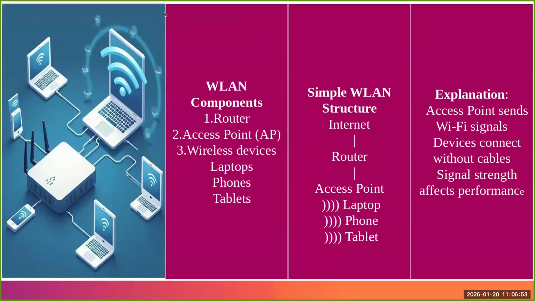So, if you look at the slide in front of us and look at the diagram, you will see that all the devices are connected, but they have the symbol of wireless connected to all of them. So what are the components we have in the WLAN? We have the router, we have the access points and the wireless devices.